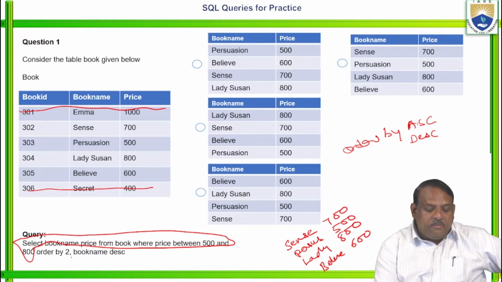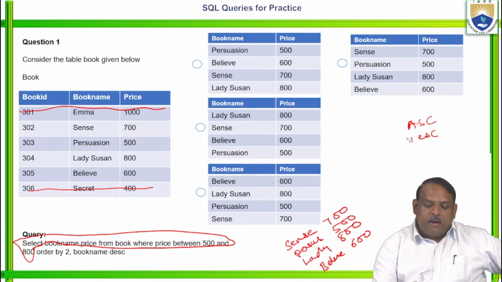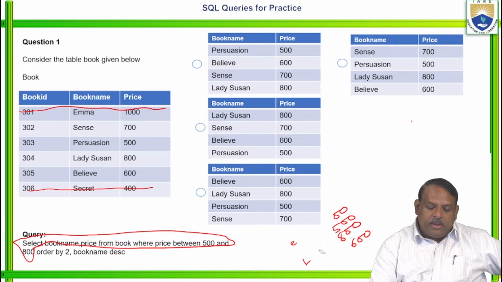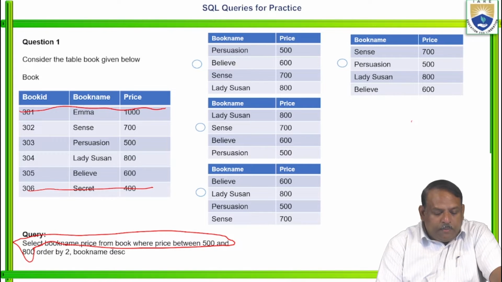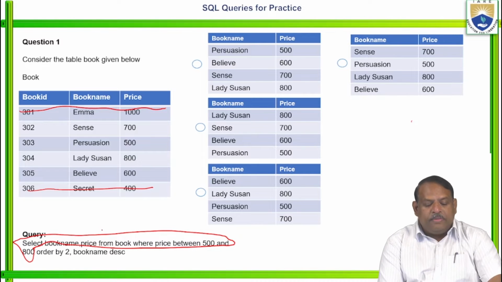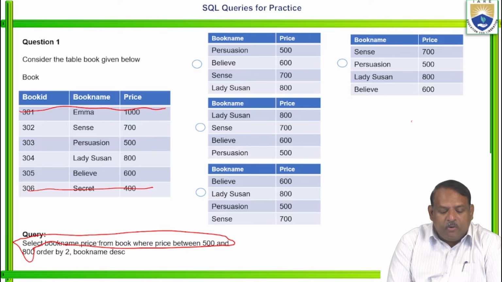And here, instead of giving a column name, they have given an integer value. Generally, order by is given column names, but instead they have given 2. What is this integer 2? This 2 means the column order in the select statement. In the select statement, we have 2 columns: book name and price. So 2 is the second column.